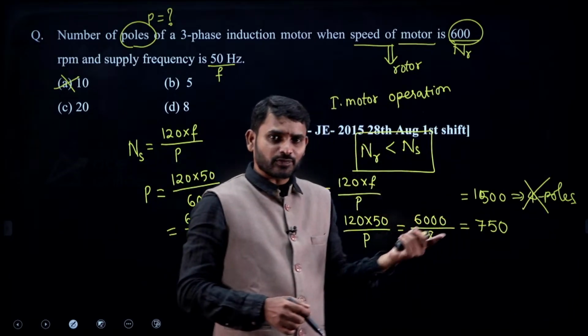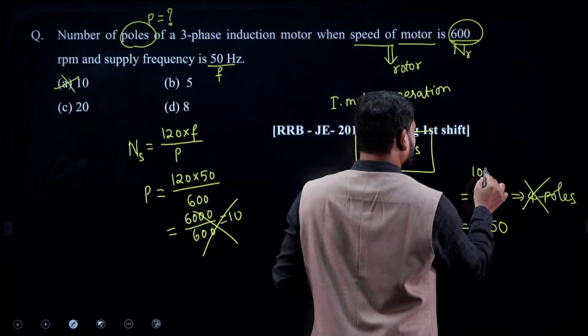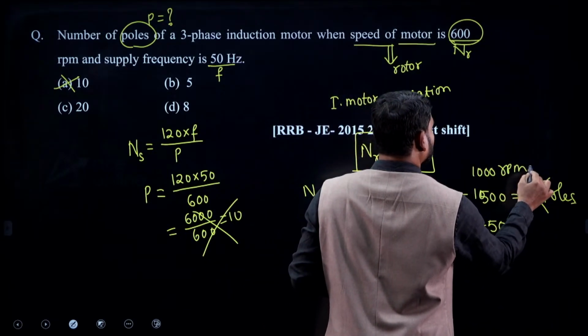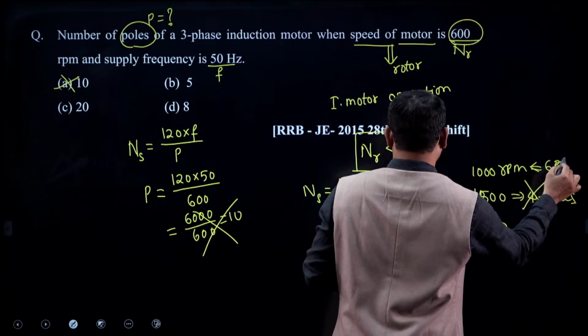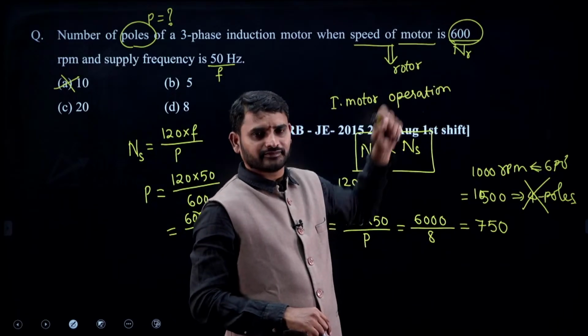If you take 6 poles, you get 1000 RPM. 6000 divided by 6 gives 1000. 1000 is also far away.